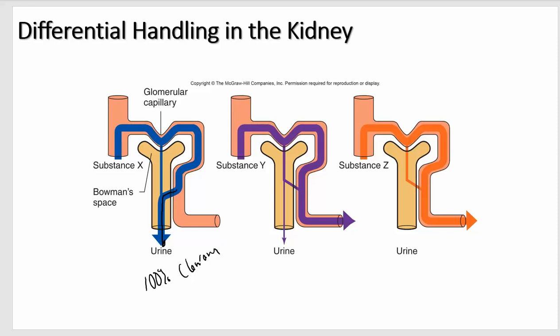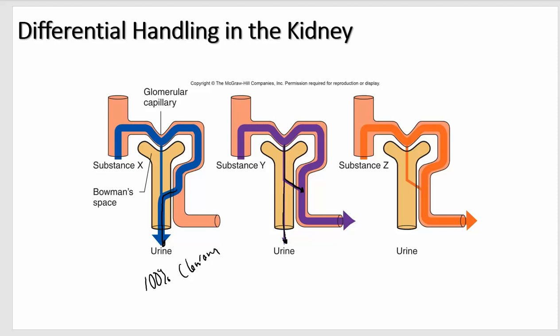But here we have substance Y. X seems shifty, but substance Y is tricky. It's reabsorbed here, but then it's like, I don't want to become urine, and so it goes back out. Only a little bit of it is secreted. This doesn't necessarily mean toxins. Not everything is bad. This is the normal handling of certain things, like maybe urea. We're going to talk about that.